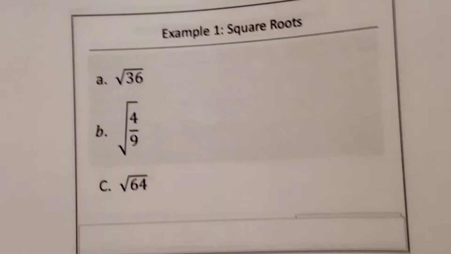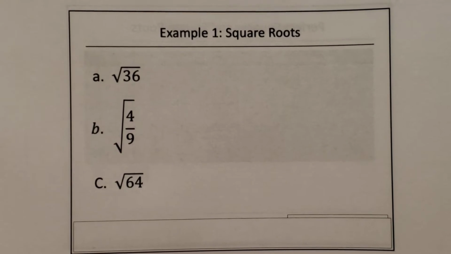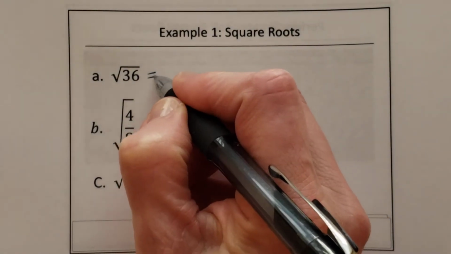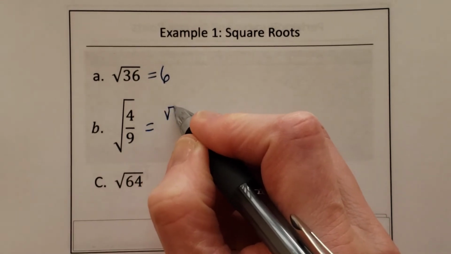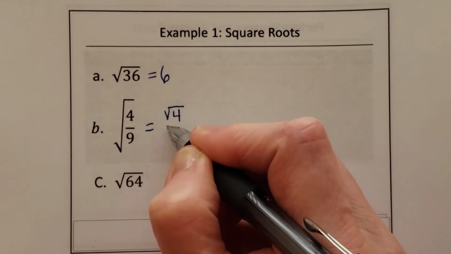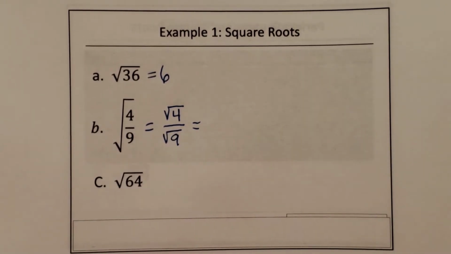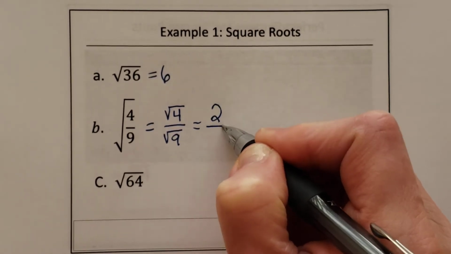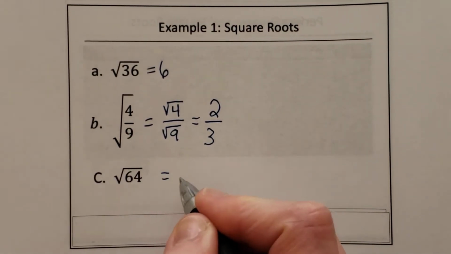All right, so since you have your first 20 perfect squares written, then hopefully you recognize that all of these are perfect squares. So the square root of 36 is 6. The square root of 4/9, we can also think of as the square root of 4 over the square root of 9. Well, on your list, you see that 2 times 2 is 4, so the square root of 4 is 2. Square root of 9 is 3. And letter C, the square root of 64 is 8.